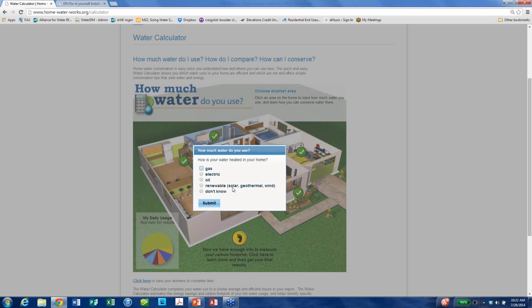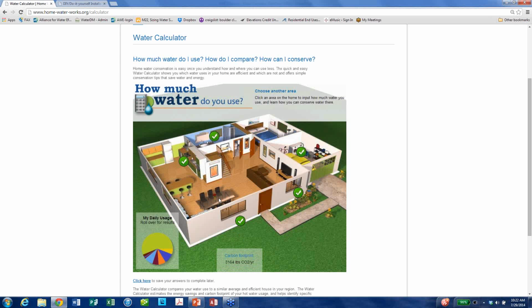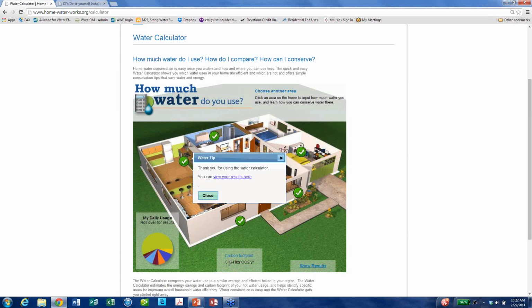My water is actually heated by solar. I have solar hot water, but I'm going to say it's gas. I have a gas backup. If I were to click on solar, then I would have no carbon footprint. But if I click gas, then I'm going to get some kind of a carbon footprint associated. So here it is. My carbon footprint associated with gas water heating for this house is 3,164 pounds per year. That's quite a bit.